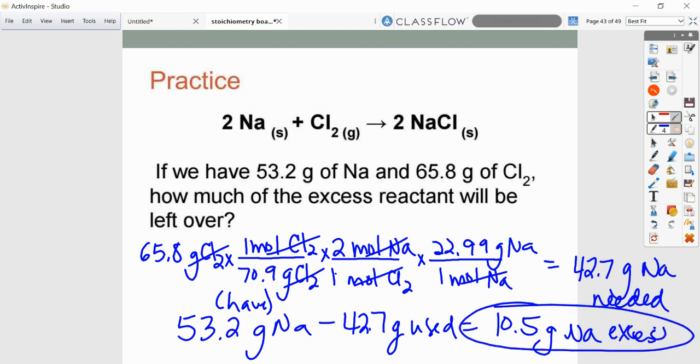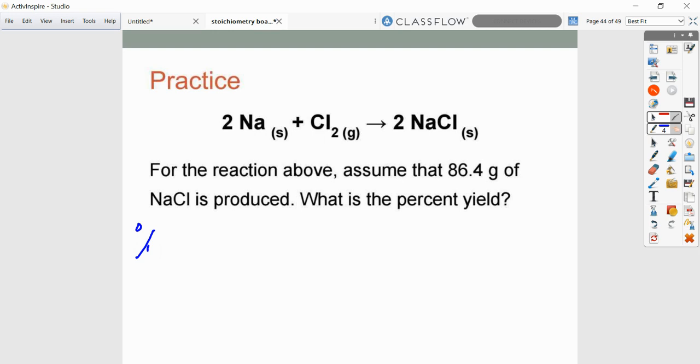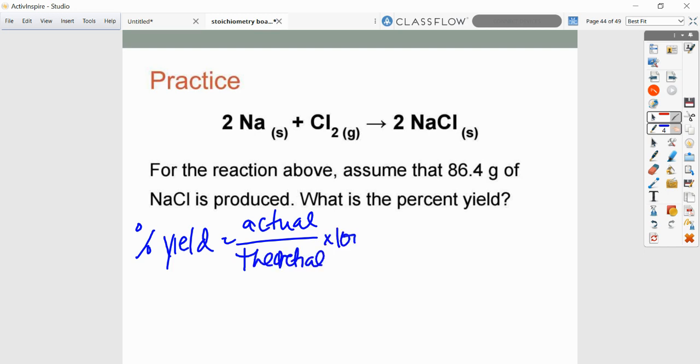All right, so finally, let's take a look at percent yield. Percent yield is simply the actual yield over the theoretical times 100.